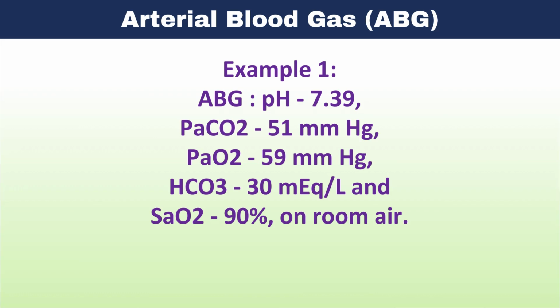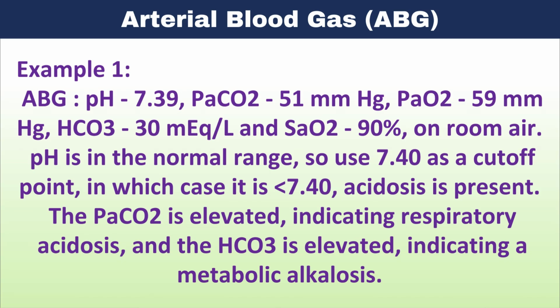If the ABG result shows pH 7.39, partial pressure of carbon dioxide is 51, partial pressure of oxygen is 59, bicarbonate is 30, and SaO2 is 90 on room air, what is the result of the ABG interpretation? The pH is in the normal range, so use 7.40 as a cutoff point. So the pH is less than 7.40, which shows acidosis. Partial pressure of carbon dioxide is elevated, indicating respiratory acidosis, and the bicarbonate is elevated, indicating metabolic alkalosis.